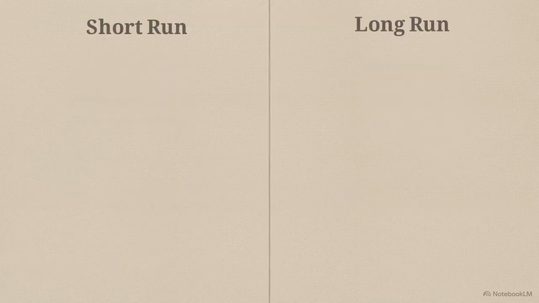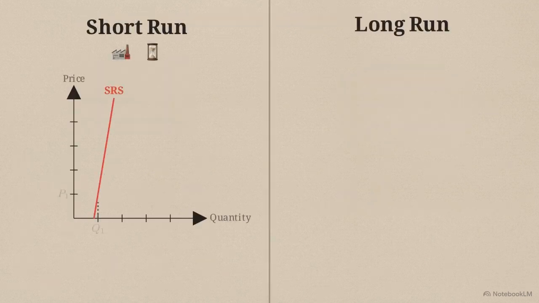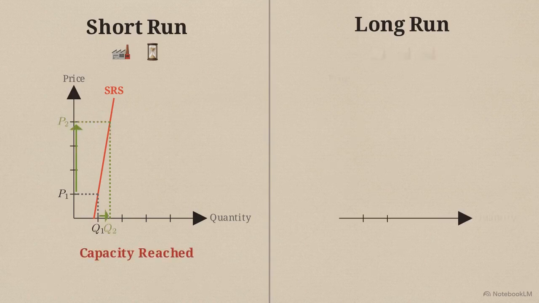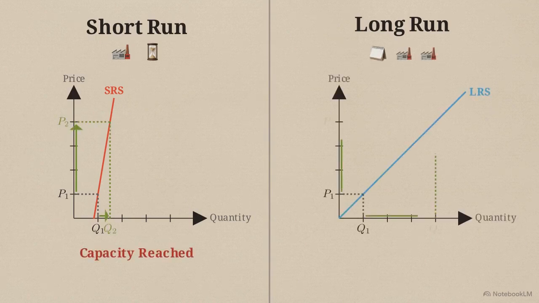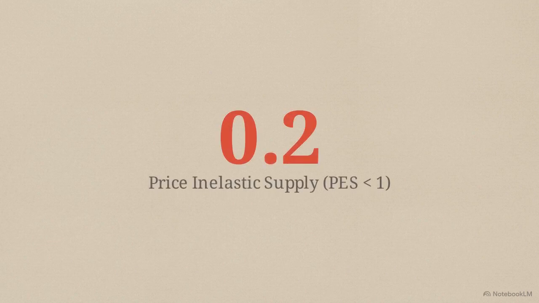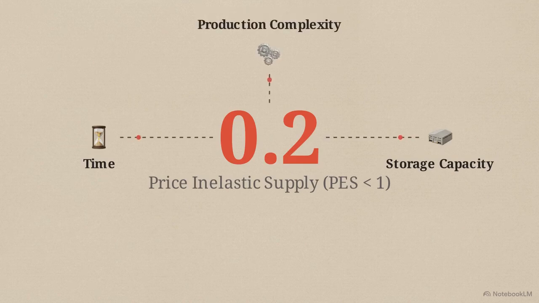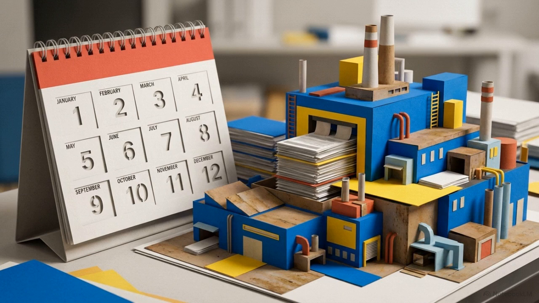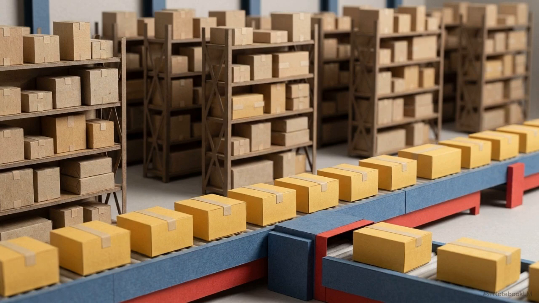The time period under consideration also matters. In the short run, a factory is limited by its current machinery and floor space. Over a longer period, that same company can build new facilities, making their supply more elastic. An inelastic score of 0.2 is a mathematical reflection of physical constraints like time, storage capacity, and production complexity that a business must work around. To reach high elasticity, a producer typically needs a long-run timeframe, easy storage capabilities, and quick production methods.